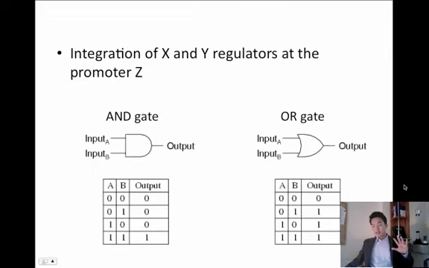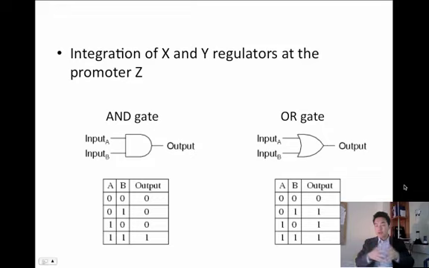Okay, now let's look at the logic gates. To understand exactly how FFL works, there is a logical approximation, which means the two arms get integrated together at a promoter by the help of a logic gate.